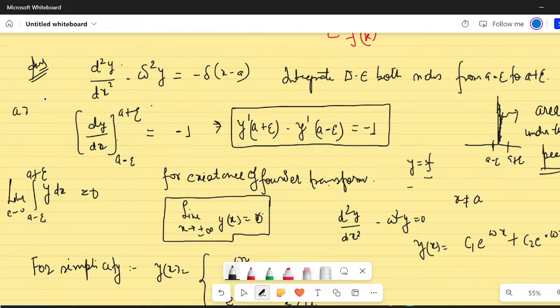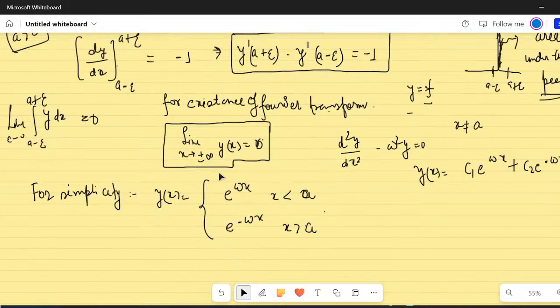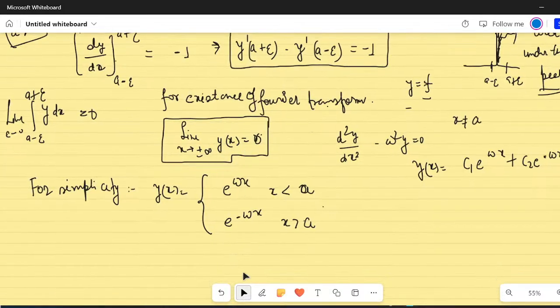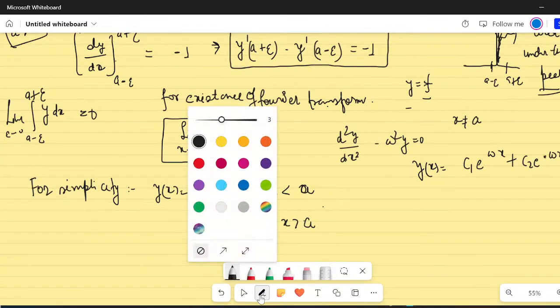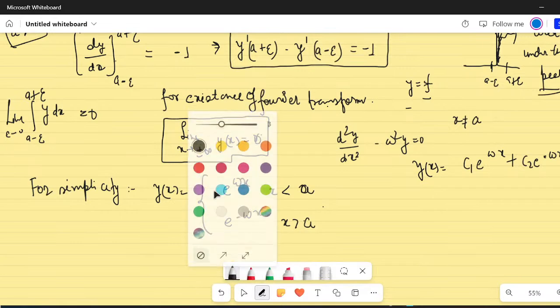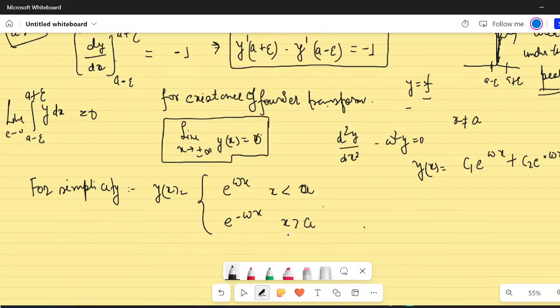If you're not able to follow, what I wanted to say is that for existence of this Fourier transform, your limiting value of y of x at plus minus infinity should be 0. Now for all x greater than a, it will also include x tending to infinity. And if I take e to the power omega x, then obviously this is going towards infinity only. So I'm not selecting that here. I'm only selecting e to the power minus omega x for all x greater than a, and only selecting e to the power omega x for all x less than a.